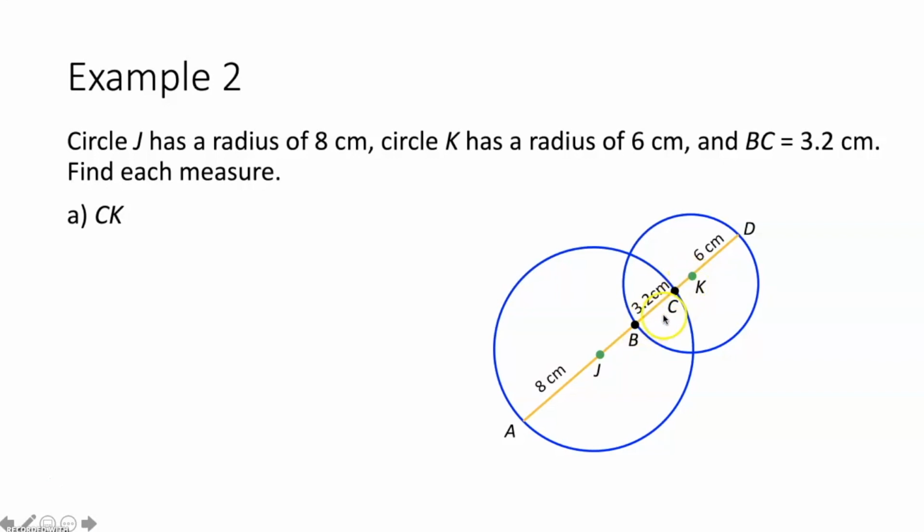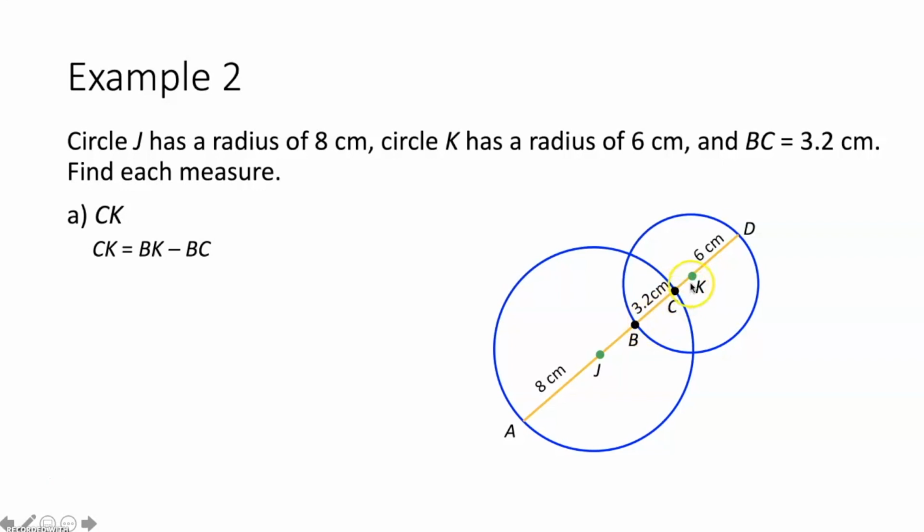How would we figure out what the measure of this little segment is right here? Well, if we know that the radius of circle K has to be 6 centimeters, that means the measure of segment BK right here has to be 6 centimeters. So if I want to find the measure of segment CK, I can just take the measure of segment BK and subtract the measure of segment BC. That should leave me with the measure of segment CK.